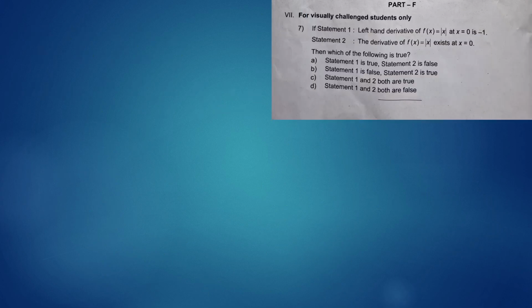Last one, which is for visually challenged students, that is the alternative question for the 7th one. They have given two statements. Statement 1 is the left hand derivative of mod x at x equal to 0 is minus 1, which is obviously true, and statement 2 is the derivative of mod x exists at x equal to 0, which is false because the derivative does not exist. So the answer is option A. Statement 1 is true and statement 2 is false.